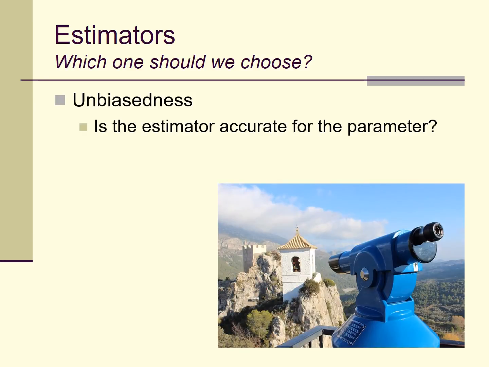So let's start with unbiasedness. We'd like an estimator to be unbiased in the sense that we'd like it to accurately indicate where the real population value for that parameter is. So if we're talking about the sample mean, we'd like the sample mean to point, if you will, to the real population mean.